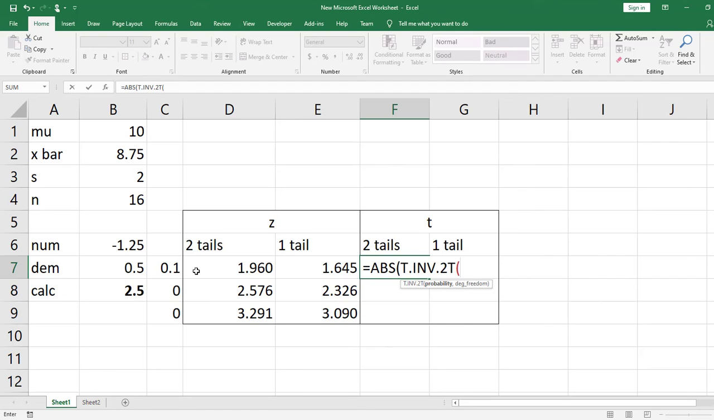And that probability, hold on, that's 0.5, it just doesn't look that way. Comma, what are our degrees of freedom? In this example, what are our degrees of freedom? 15, right? Or 16 minus 1. And let's remember to put in those locked cell references because we will be using that again.